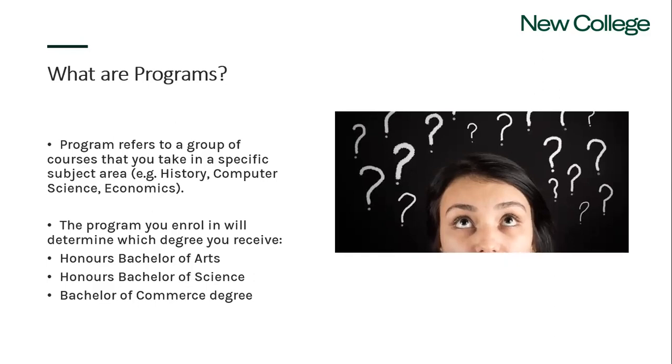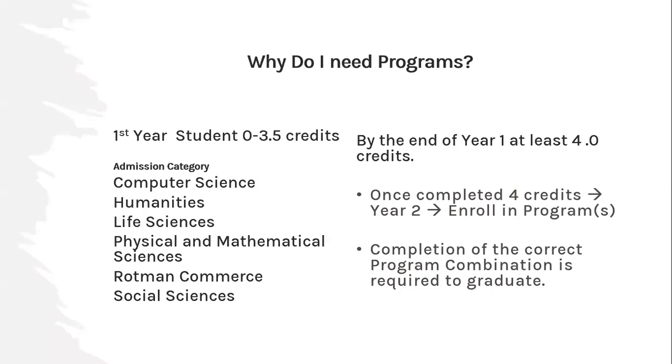So to address the next question, why programs? Why do you need programs? In your first year, you selected your first year courses based on the admission categories. And the admission categories are either computer science, humanities, the life sciences, physical and mathematical sciences, Rotman commerce, and social sciences. The admission categories helped give you priority into the required courses you needed for your program. But something that you need to note is that you're not limited to courses and programs in your admission categories.